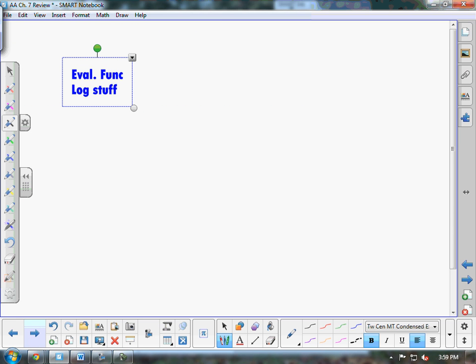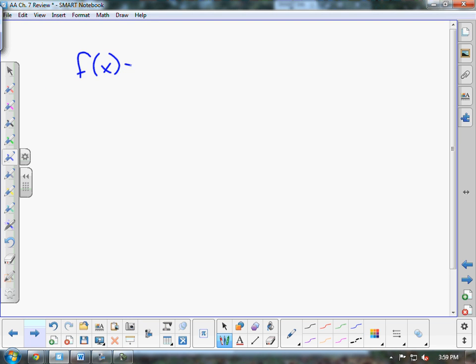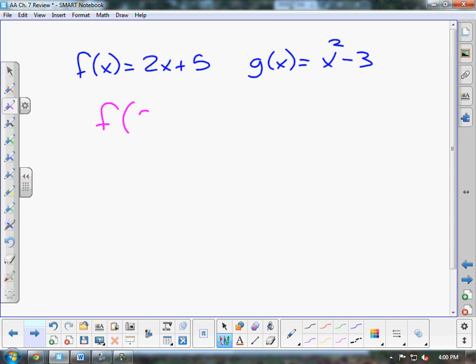Now, the other things that will be on your test tomorrow will be evaluating some functions at different values and some stuff about logarithms, which we did in first semester. So first, let's look at evaluating functions. Let's say you have f of x equals 2x plus 5, and g of x equals x squared minus 3. You may have to figure out what is f of 5. So in this case, you would substitute a 5 in for x and get 2 times 5 plus 5, which in turn is going to be 15.